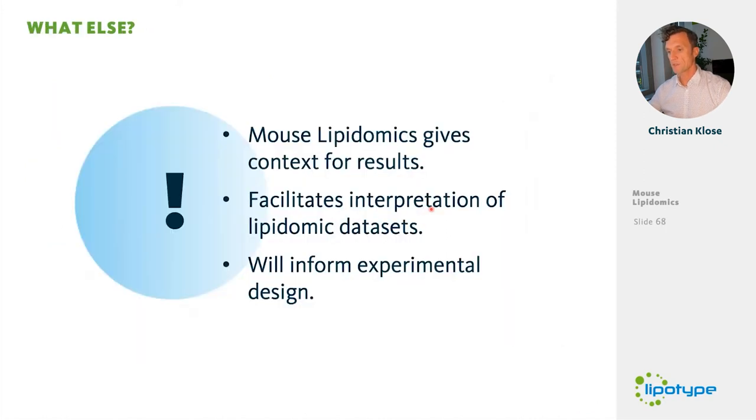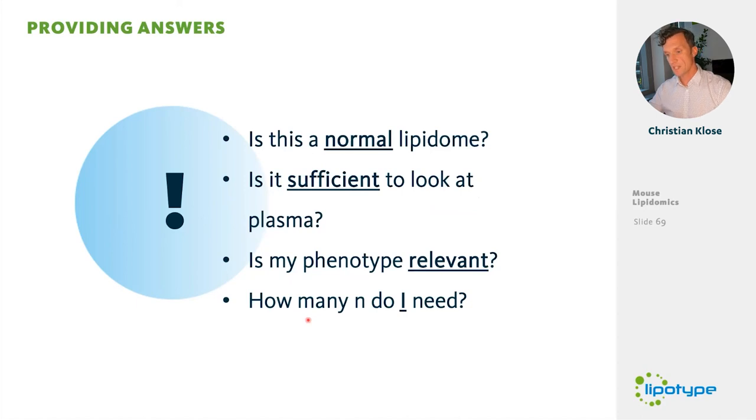What else? The mouse lipidomics data gives results a context. So our clients can now look into the literature and see, okay, this is a normal lipidome for brain or liver, and can compare their data with what's published. And that would increase confidence in the results and also facilitates interpretation of lipidomics data sets. And as I said, based on statistical power analysis, it will also inform the experimental design. This data set also provides us with the answers to the questions that we have initially stated. So, for example, is this a normal lipidome? Is it sufficient to look at blood plasma, and so on and so forth? I think these answers can now be confidently provided and can be even backed with a comprehensive data set.